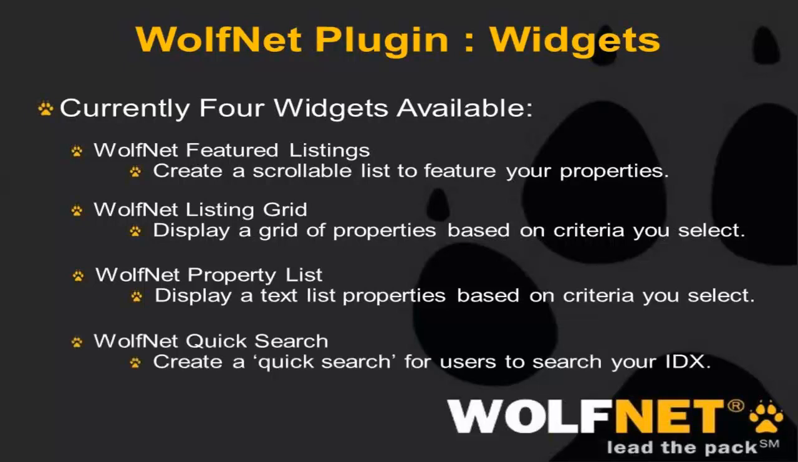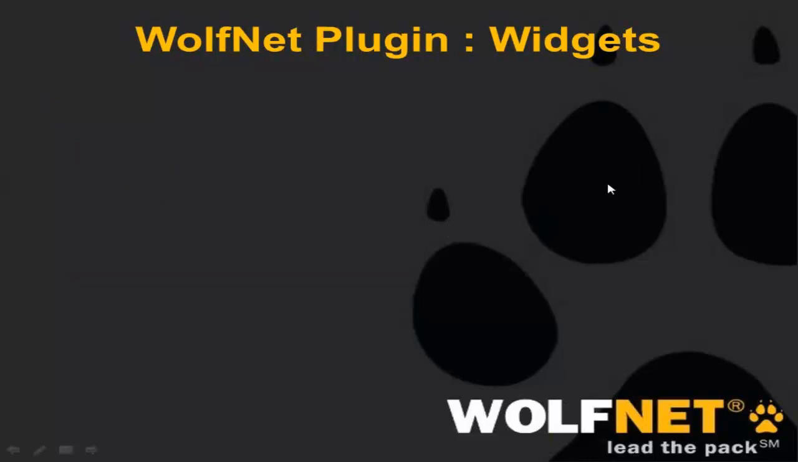The last one is the quick search widget, which is just a quick search that is probably best used on sidebars, possibly headers or footers. You could use it in a post, but it's a good widget for your main homepage or any page where you want to give users an option to quickly search your IDX.